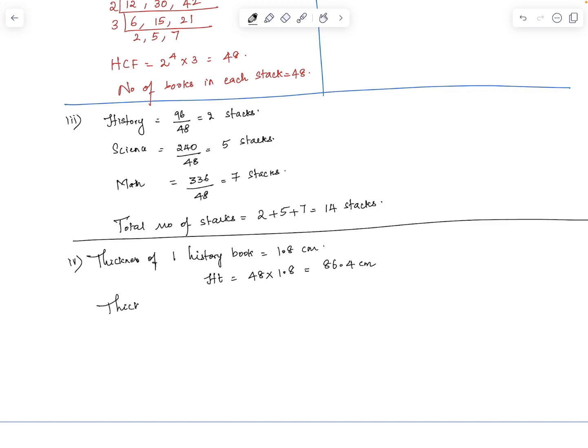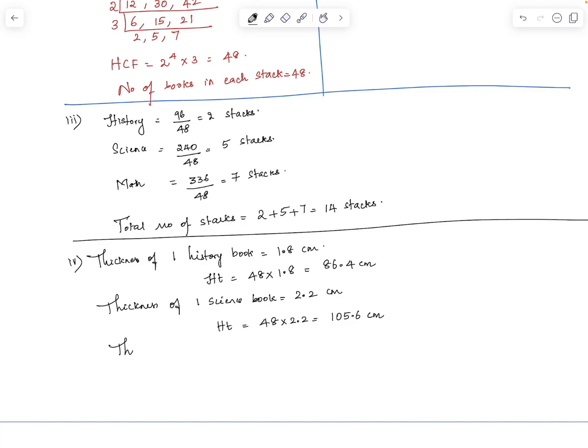Thickness of one science book is 2.2 centimeter. So height is equal to 48 into 2.2, which is 105.6 centimeter.